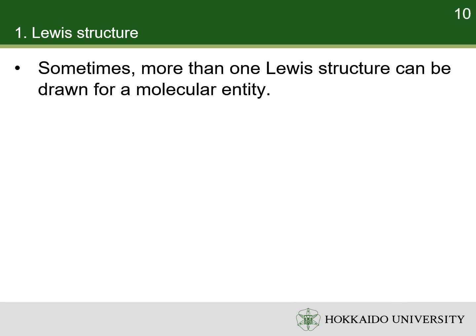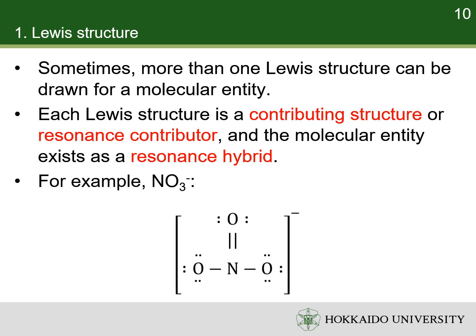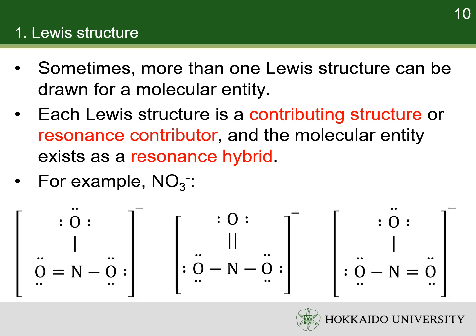In some cases, more than one Lewis structure could be drawn for a particular molecular entity. When this situation occurs, each Lewis structure is said to be a resonance contributor, and the molecular entity exists as a resonance hybrid. The nitrate ion, for instance, must form a double bond between the nitrogen atom and one of the oxygen atoms to satisfy the octet rule for nitrogen. However, because the oxygen atoms are equivalent, it does not matter which of the oxygen atoms forms the double bond. In this case, there are 3 contributors.